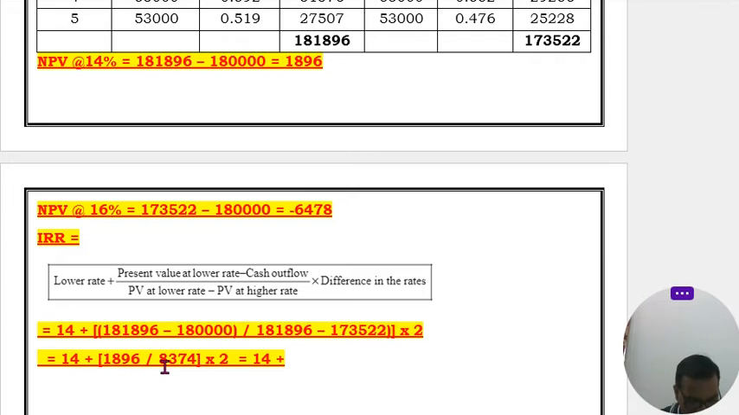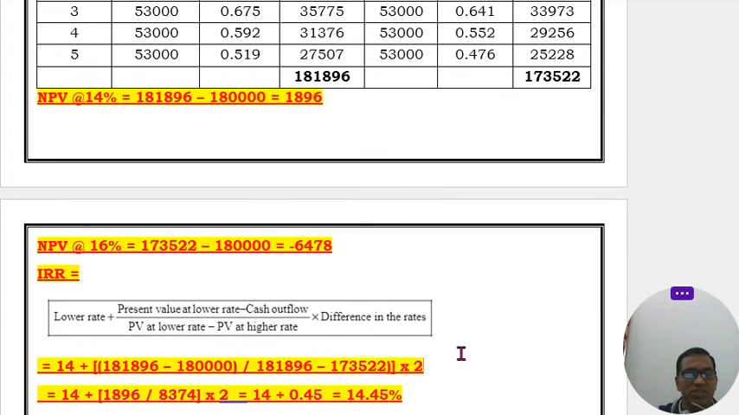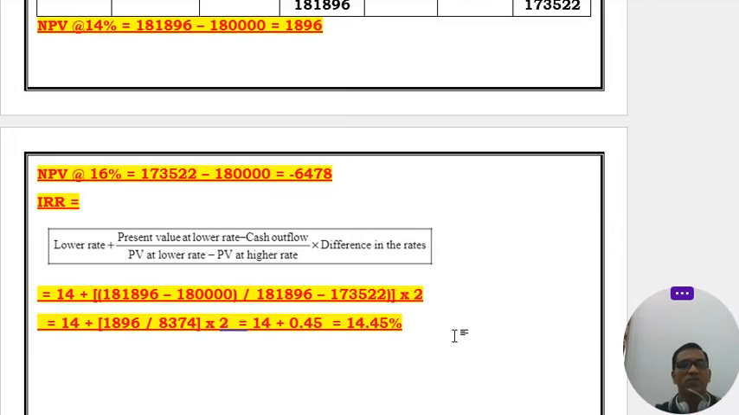1,896 divided by 8,374 multiply with 2, that is 0.4545, that is 14.45% is the IRR. The internal rate of return of this project is 14.45%.